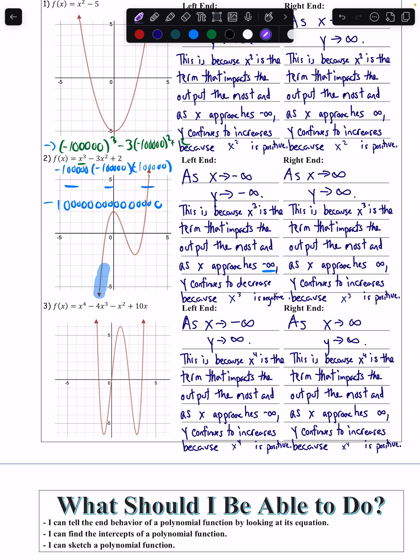And for the right end, the x is approaching positive infinity. So what's going to happen there? These are all just going to be positive, so it's a positive times a positive times a positive. And that very large number is going to outweigh really everything else. And the y is going to approach positive infinity, as we see on the graph.